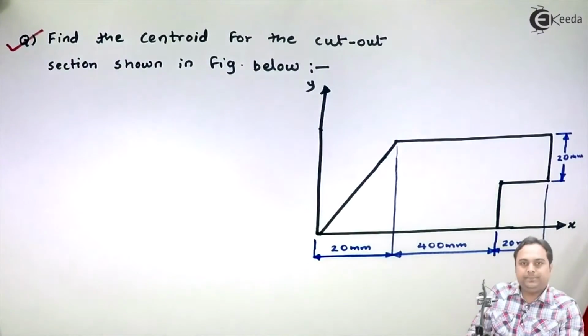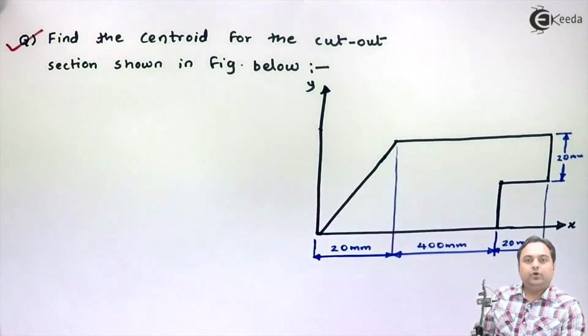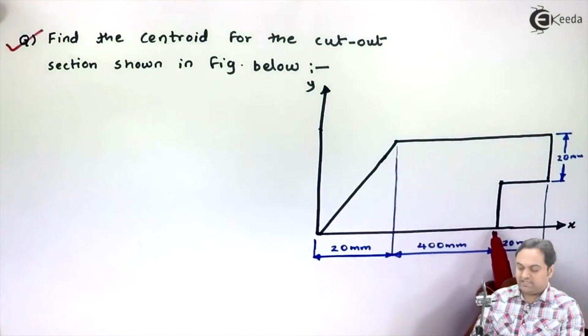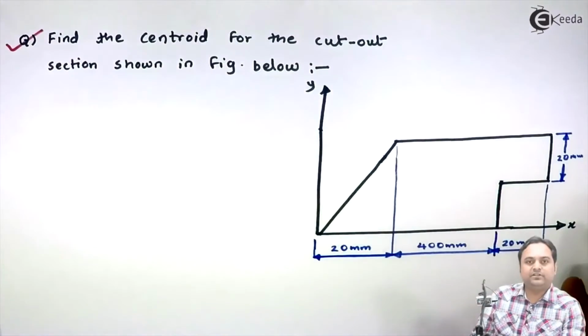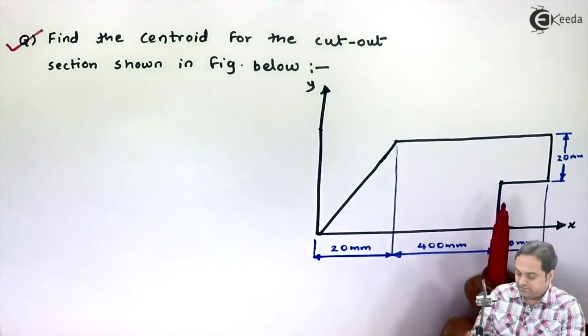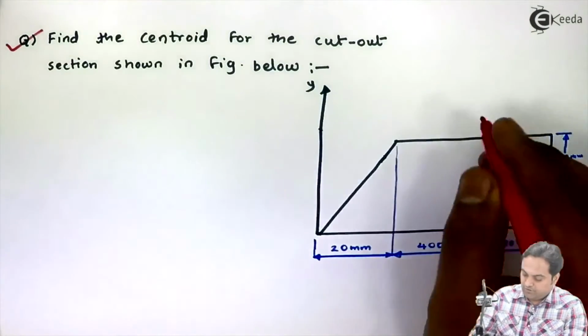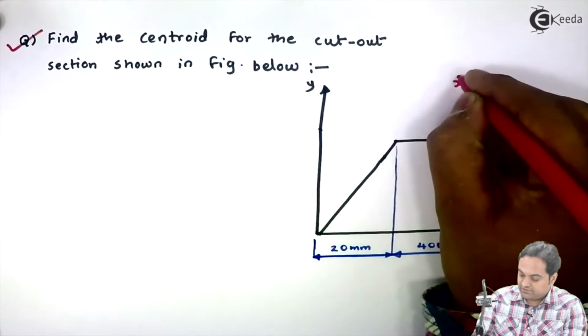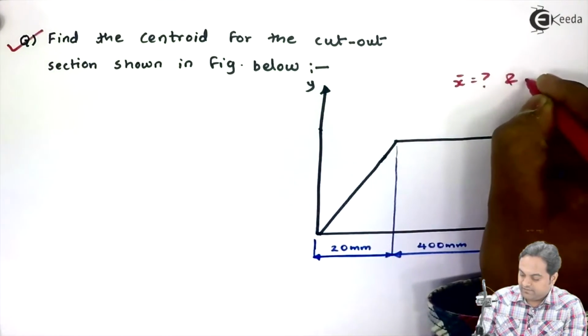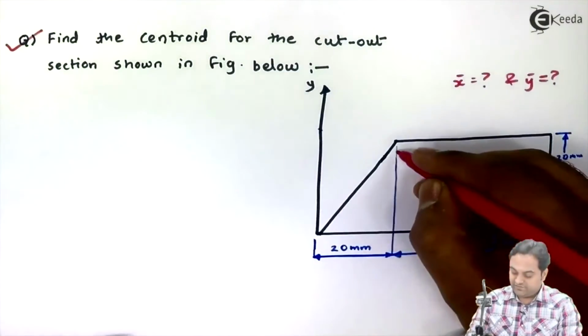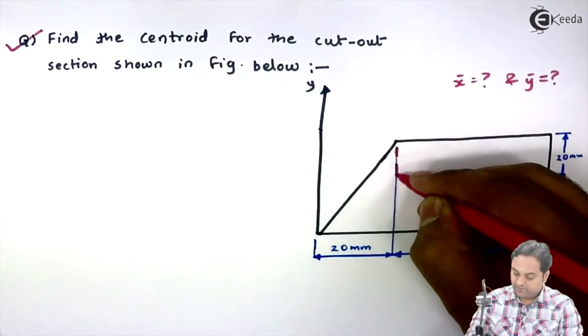So in the solution part, for such kind of figure we would be dividing it into simple figures like triangle, rectangle, etc. The figure which is given here is uneven, or we can say unsymmetric. It is unsymmetric means it is not symmetric about x or y axis. So since we have to locate the centroid, we need to find out x bar and y bar values. I will divide this figure into simple diagrams.